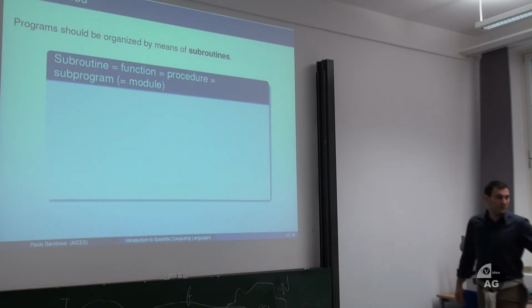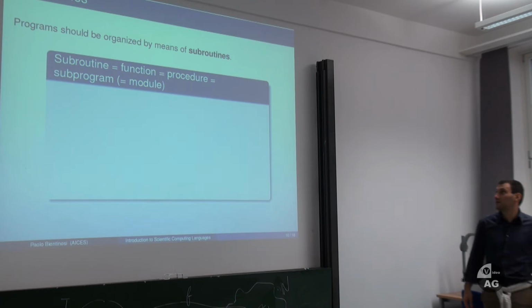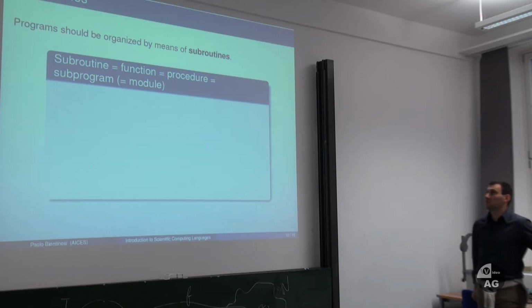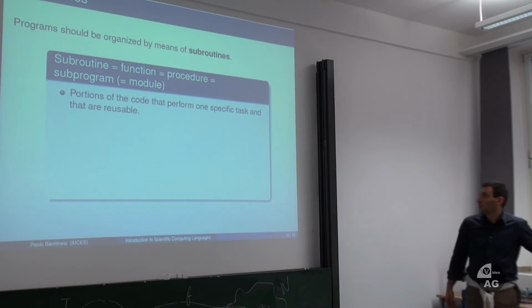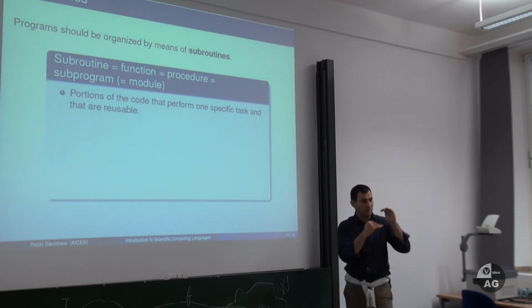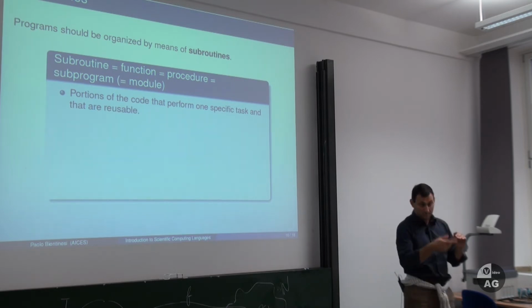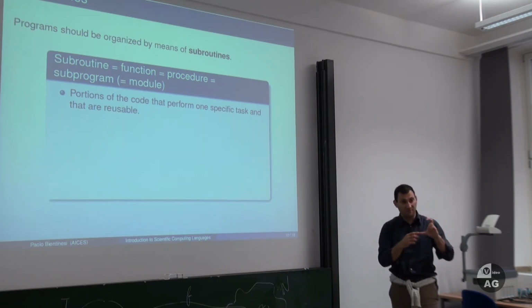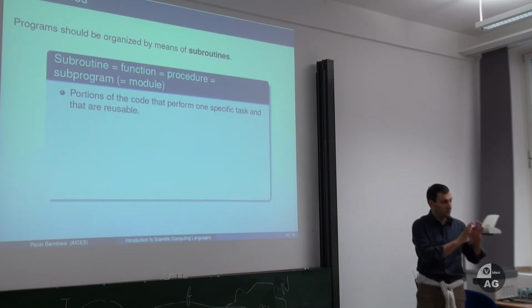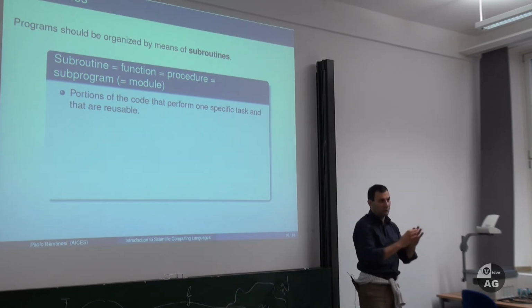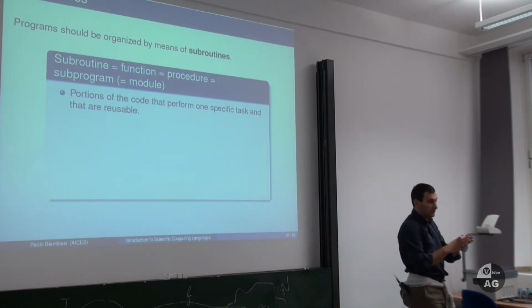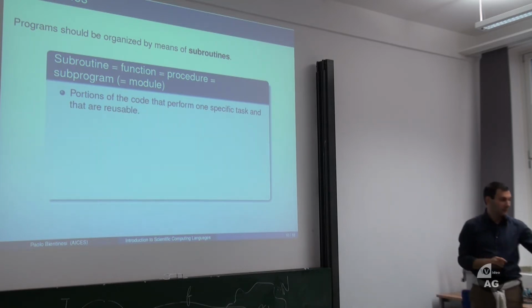Subroutines. So as part of our programs, we should organize our programs in terms of subroutines. Here are a bunch of synonyms for subroutines. What is a subroutine? It is a number of instructions that do one specific task. And these instructions, normally you can move them from one part of the program to another, and they will still compute something specific. The area of a circle, for instance.